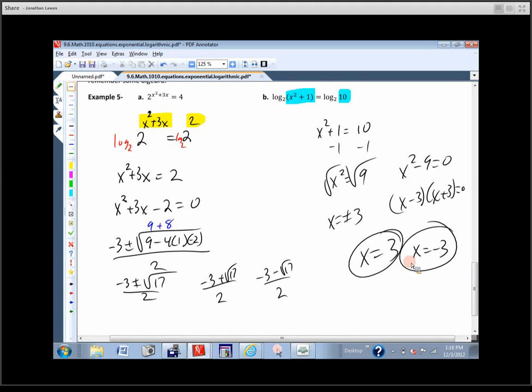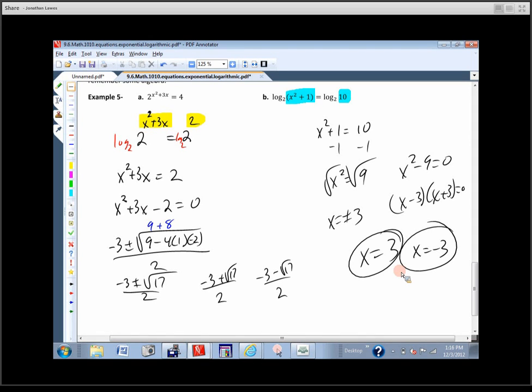When I take the negative 3, what happens to it first? Square it. What do you get? Positive 9. Add 1, 10. Log base 2 of 10 does equal log base 2 of 10. So I get to keep both of those answers. That doesn't always happen. It happens on this particular case. Okay, are there any questions?